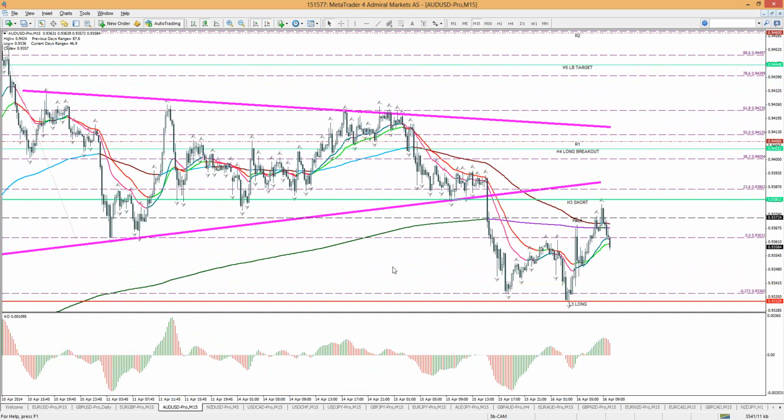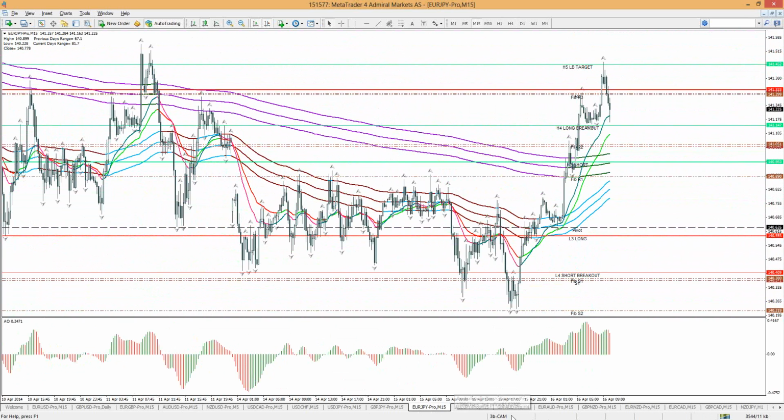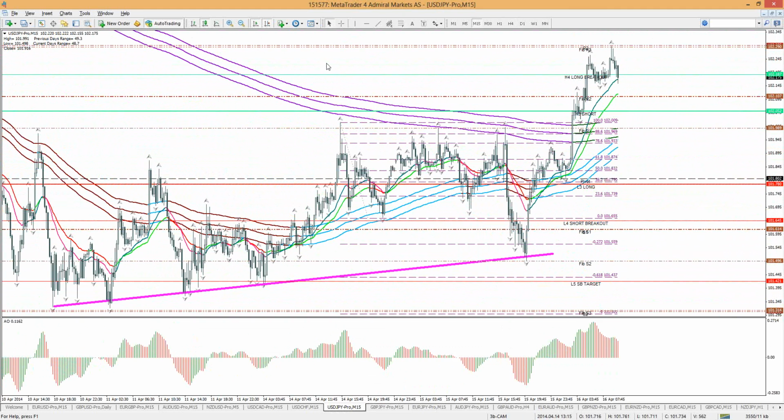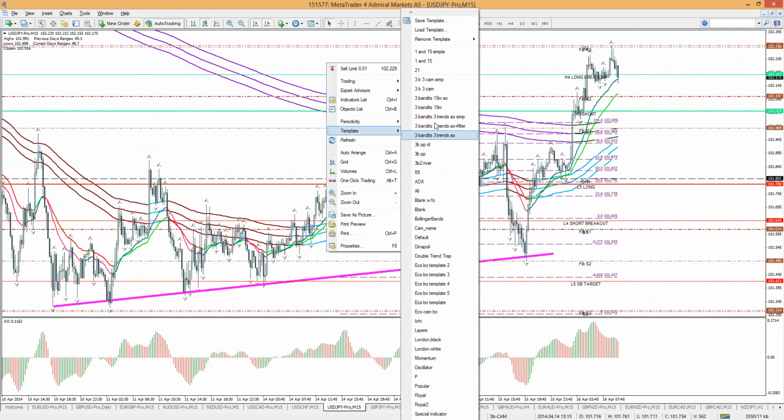Alrighty. The yen pairs were moving a lot this morning throughout the Asian session. Let's take a look. Let me refresh this template here.